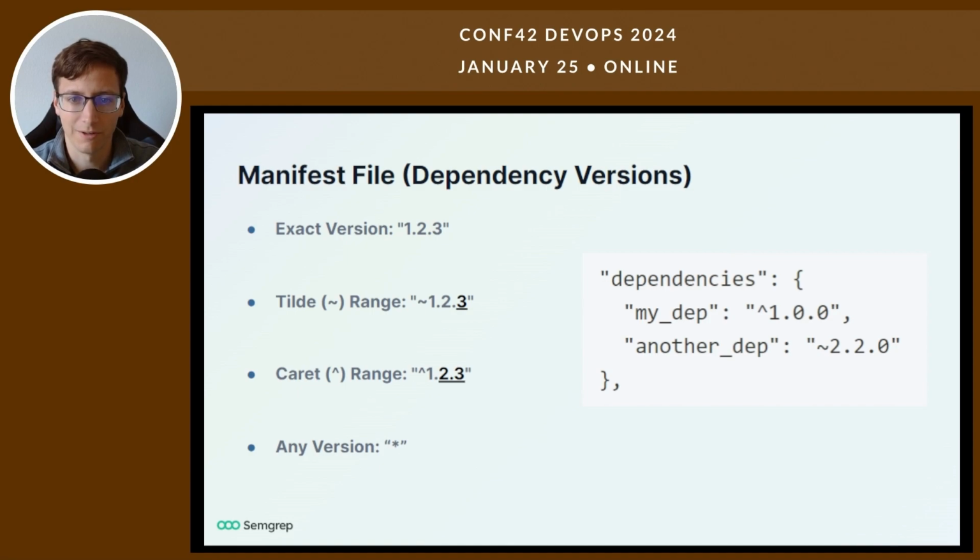Now, let's talk about this in the context of a JavaScript developer, where you've likely seen a package.json file, otherwise known as your project's manifest. Now, if you're developing in a different ecosystem, you'll likely have a different file name, but the concept is more or less the same. A manifest file contains all direct dependencies used by your project and what is used to generate a project's lock file.